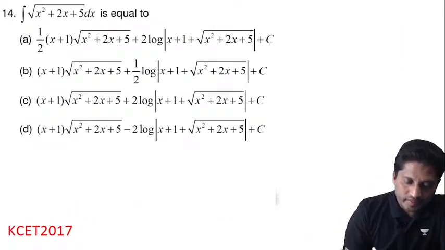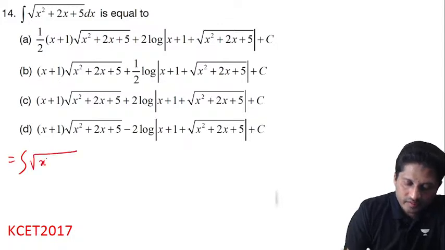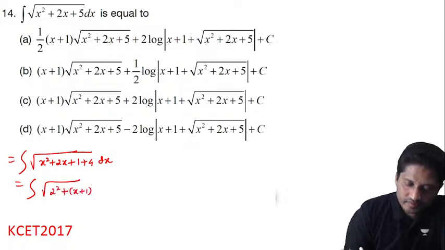Okay, here we have to complete the squares. I can write this as root of x square plus 2x plus 5. 5 can be written as 1 plus 4. Now this is equal to integration root of 4 can be written as 2 square plus x plus 1 the whole square.